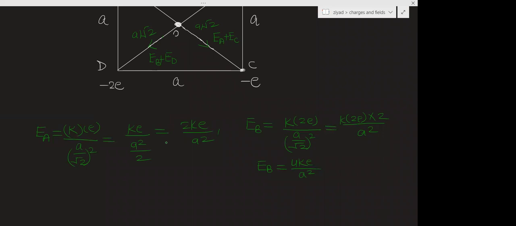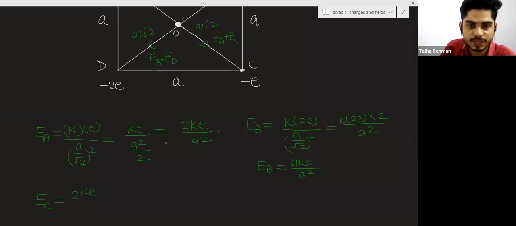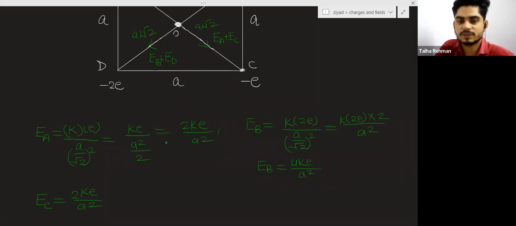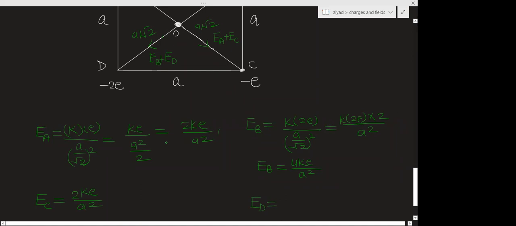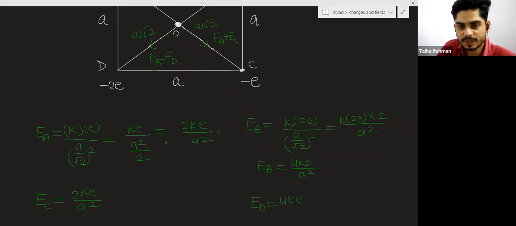So now can you calculate ED and EC? First calculate EC. Simple. The value of EC, when you calculate, you will also get 2ke divided by a squared, because you can just calculate ke divided by the square of this distance. And when you calculate ED, it again will be, you will get 4ke divided by a squared.